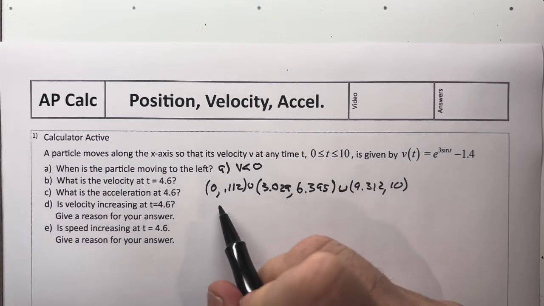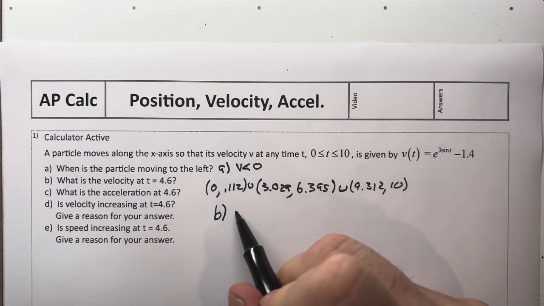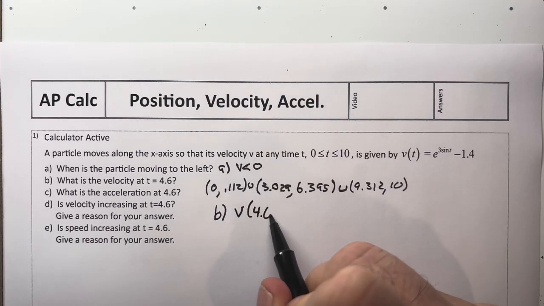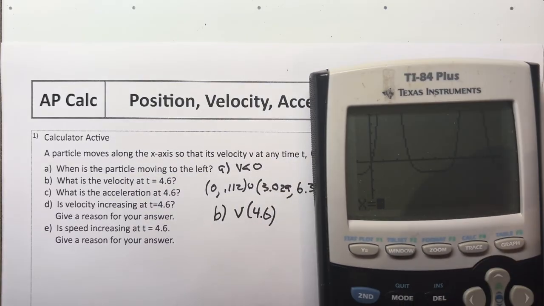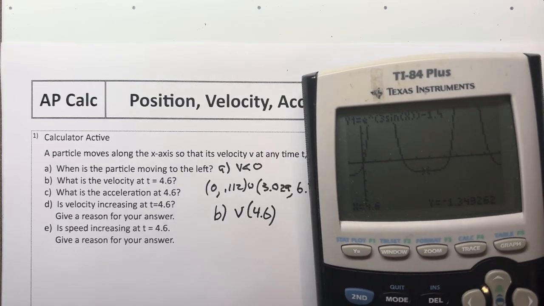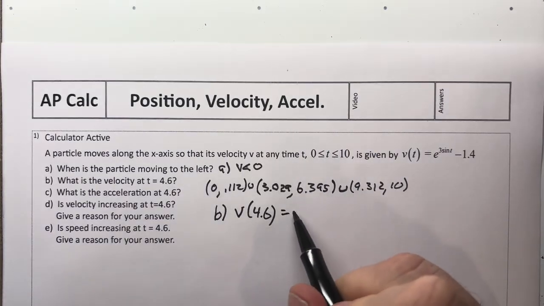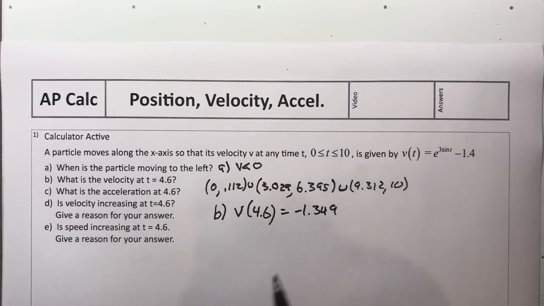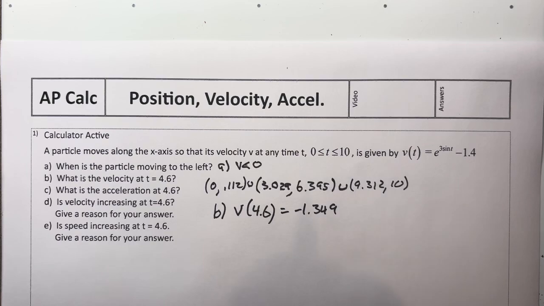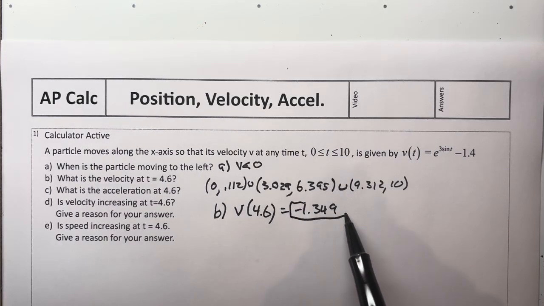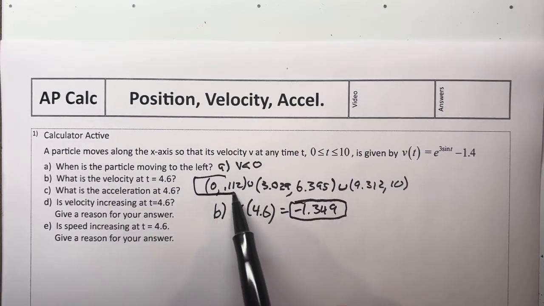All right, what is the velocity at 4.6? We could just do velocity at 4.6. This is a velocity function, so I can just do second calc 1, find the value of the velocity at 4.6 and hit enter, and I get -1.349. And you should always, at this point, check for units. I don't see any units, so we're good. Let's circle this answer. We should have also circled this answer.